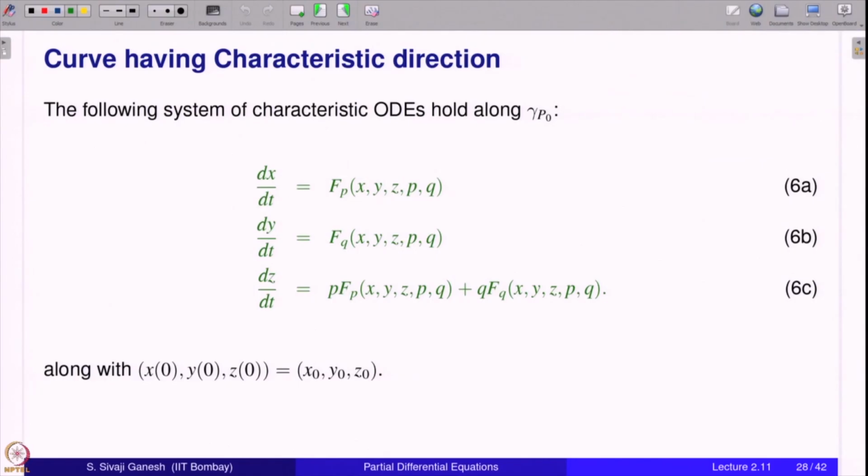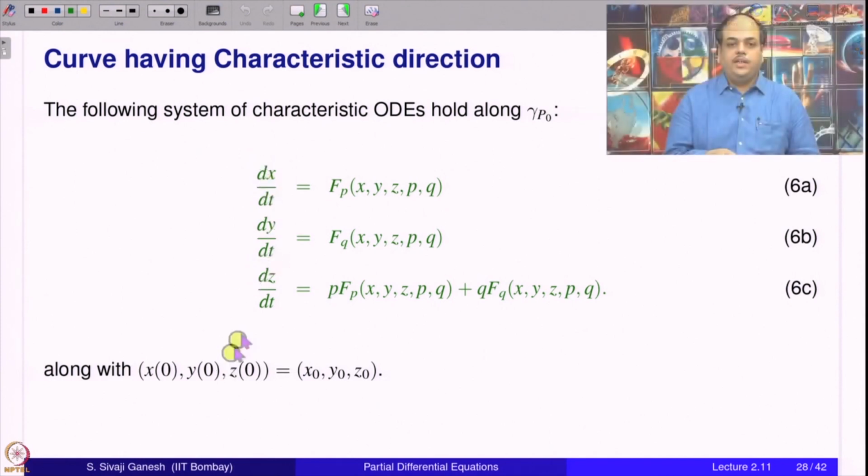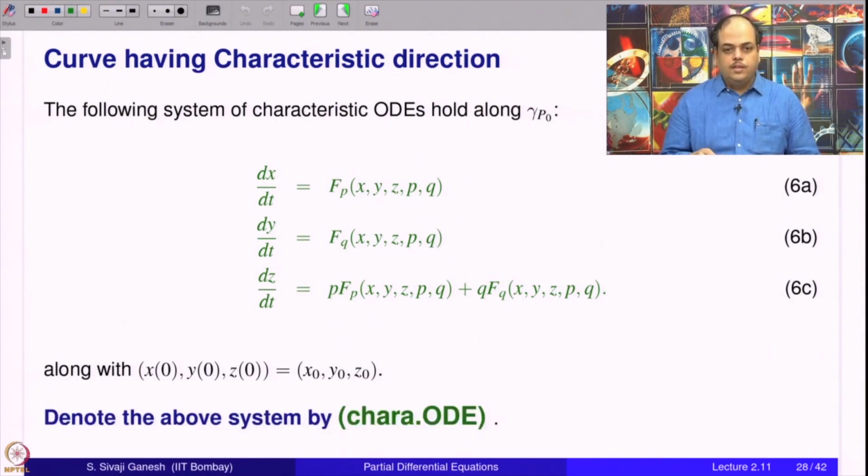Therefore, the following system of characteristic ODEs hold along gamma p0. So, dx by dt, dy by dt, dz by dt are Fp, Fq and Pfp plus Qfq, and at t equal to 0 we want to be at the point x0, y0, z0. So, fine. Now, why is it incomplete? I do not know what is P and Q, that is a problem.